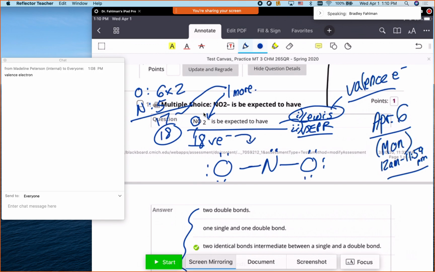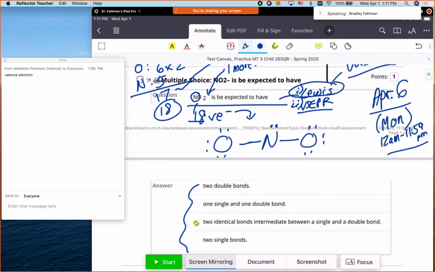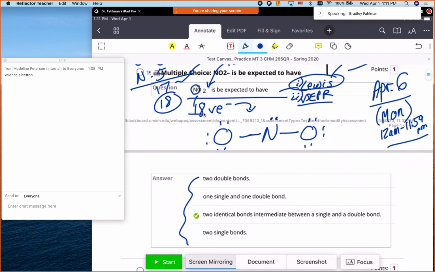And so now, what is wrong with this structure as I've drawn it? So, in other words, this answer, why is that not right? Two single bonds. Because both of them require a perfect octet. Exactly. So remember the atoms that absolutely have to have an octet.